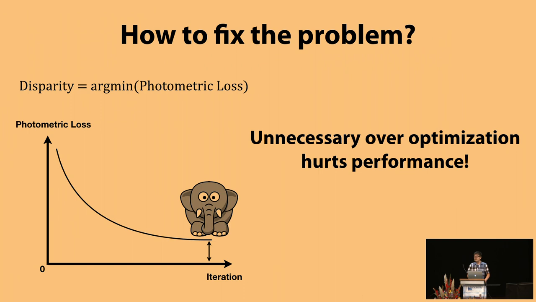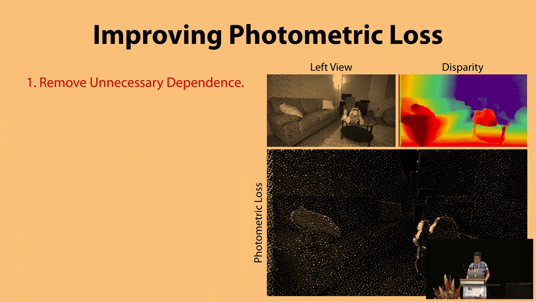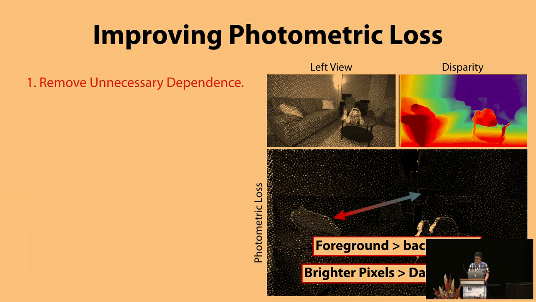In this work, we improved the photometric loss in three aspects. First, removing unnecessary dependency on pixel brightness. We can see that these pillows show higher loss than the other places. But the high loss is not because of the inaccurate disparity, but really because of the high pixel intensity. And in general, we found that brighter foreground pixels are more likely to show higher loss, and darker background pixels may lack attention due to the low loss.